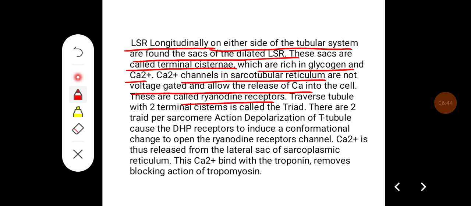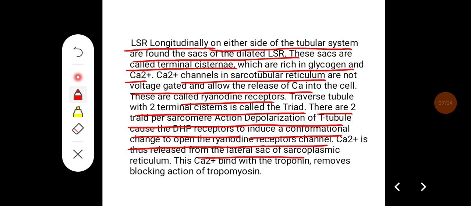A transverse tubule with the two terminal cisterns is called a triad. There are two triads per sarcomere, and an action potential on the T-tubule causes the DHP receptors to induce a conformational change to open the ryanodine receptor channel. Calcium is thus released from the lateral sac of the sarcoplasmic reticulum. This calcium binds with troponin and removes the blocking action of tropomyosin.